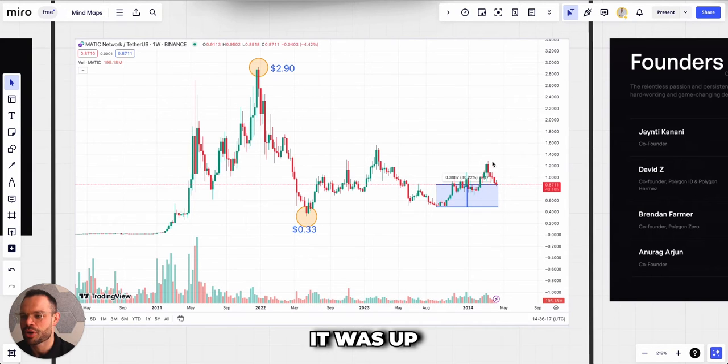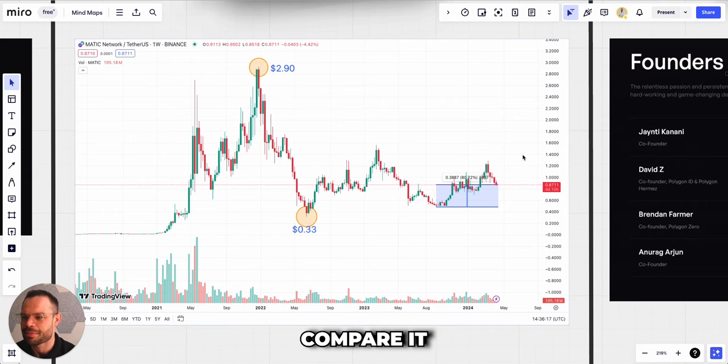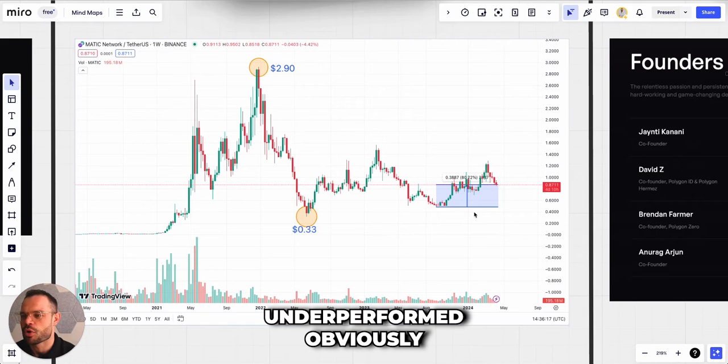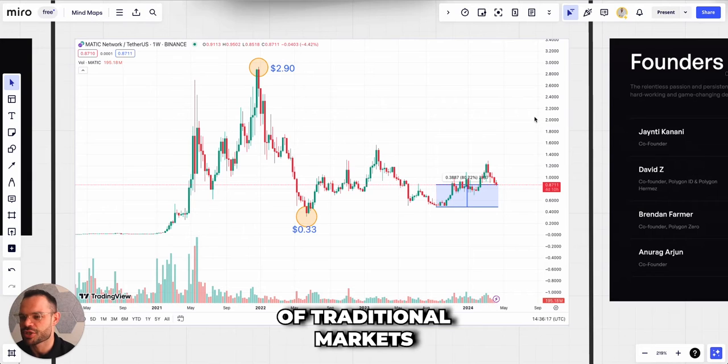It was up over 100% just a few weeks ago, but we've dropped back down to about 87 cents as of today, April 10th, 2024. So it has definitely performed well since the end of 2023, but when we compare it to the rest of the altcoins in the market, it's probably underperformed. Obviously, an 80% price increase, given the state of traditional markets, in the course of a few months is a very good ROI.